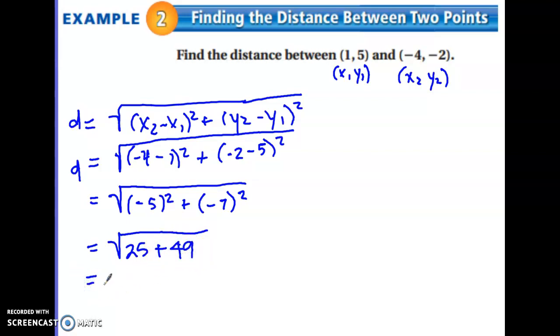Then you go ahead and add up those numbers. So then we have the square root of 1,225. And then we're going to go ahead and root that on our calculator to get 35. So the distance is 35 units.